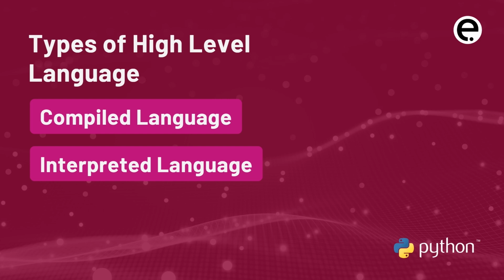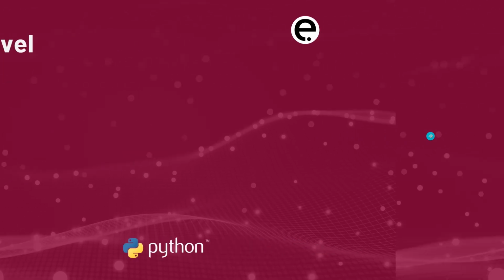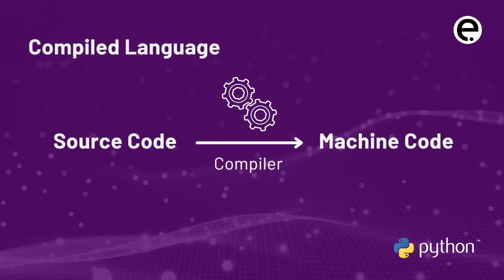Now let us understand compiled language and interpreted language. What is a compiled language and what is an interpreted language? Well, its functioning is almost like the assembly language. Like assembly language uses an assembler to convert assembly code to machine code, similarly, compiled language uses a compiler to convert source code to machine code. The code that we write in compiled language is called source code. Basically, the code that we write in a high-level programming language is known as source code.